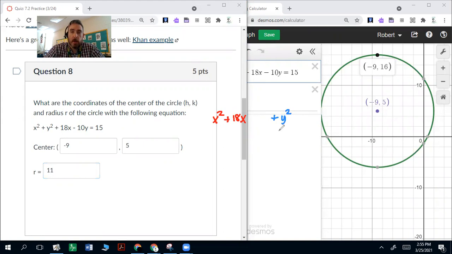And we have a minus 10y. Leave a spot. And then we're going to say equals. Now we don't have to move a number over here. The 15 is already on the right side. So we just say equals 15. And let's do that in black.